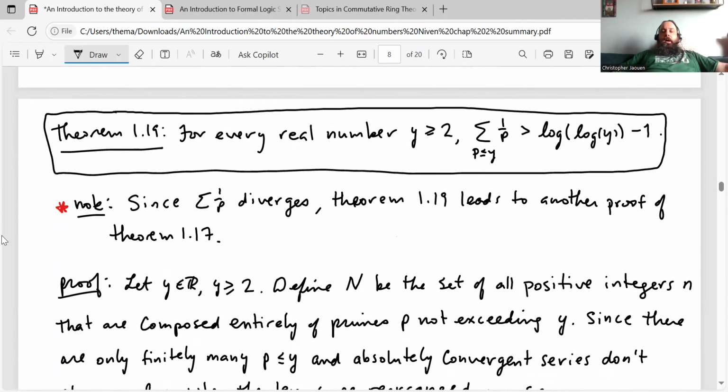For every real number y greater than or equal to 2, the sum of 1 over p, where p is less than or equal to y, is greater than log of y minus 1. And then there's just a note here. I put a red star next to this because I wanted to use this to prove theorem 1.19, but I just realized that I didn't do that. But I'll guide you through the idea behind it, and maybe you can write it up yourself.